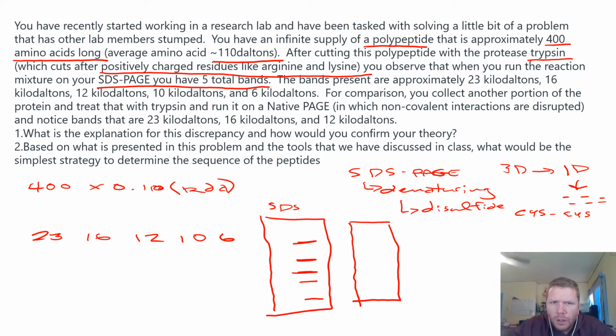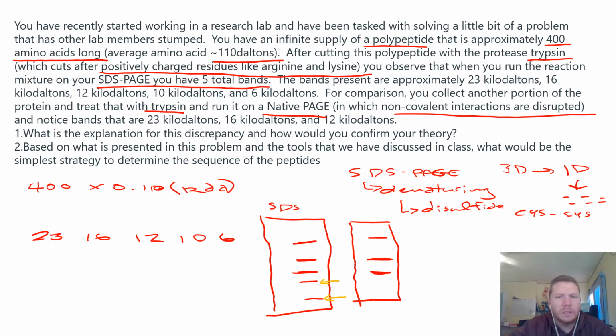So you collect another portion of the protein, cut it with trypsin, native page, in which non-covalent interactions are disrupted. Doesn't say anything about covalent. And notice the bands are 23, 16, and 12. Okay. What is the explanation for this discrepancy? Okay, so first of all, we have to point out what our discrepancy is. This band and this band, they're both absent. So the 10 kilodalton and the 16 kilodalton bands are both absent.